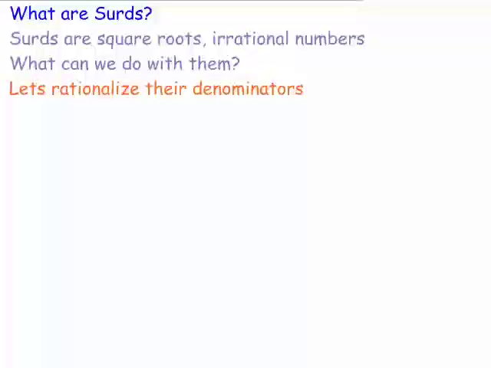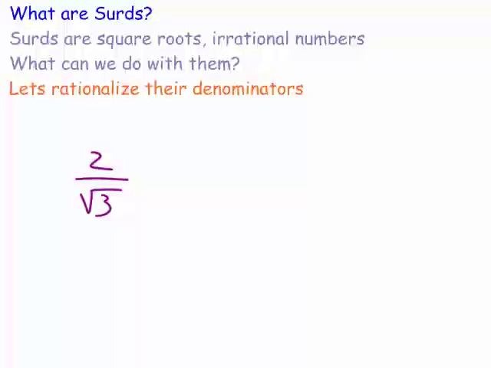I'll just show you an example. Say we had 2 over root 3. Now this is a fraction with an irrational denominator. You can imagine getting a cake and trying to divide it, instead of into thirds, into sections of root 3 in size. It's slightly difficult, and this is one of the reasons why we rationalise the denominators. We would normally have a rational number in the denominator.